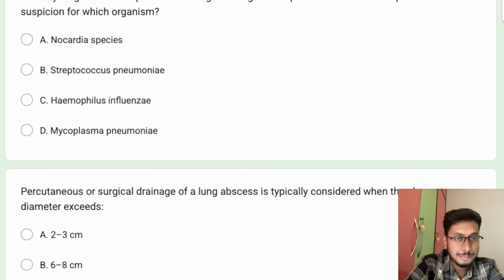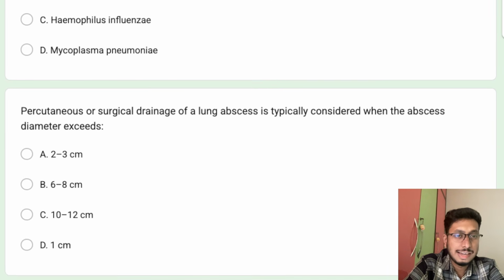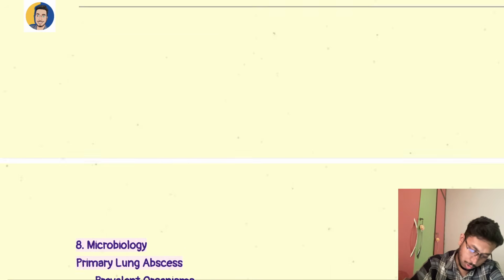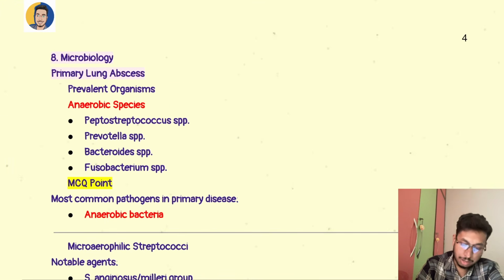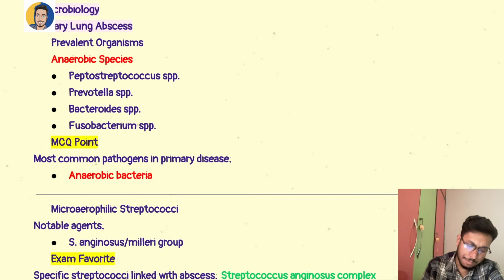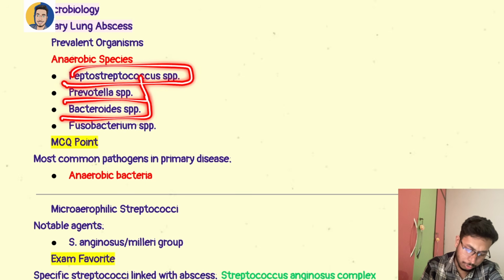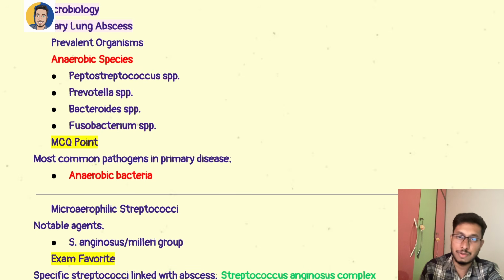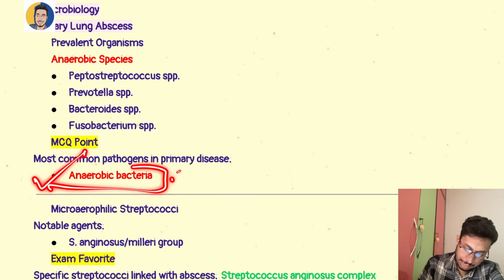This is a very important one. So, a cavitary lung lesion in a patient following solid organ transplantation should raise particular suspicion for which organism? Okay, so we are going to discuss microbiology now. The prevalent organism is anaerobic. Among anaerobes, you need to know the names Streptococcus, Prevotella, Bacteroides, and Fusobacterium. I will come back to Fusobacterium, an important point. The most common pathogen in primary disease is nothing but anaerobic bacteria, and it is around 80% of the cases.